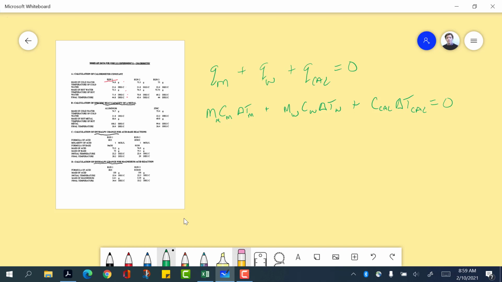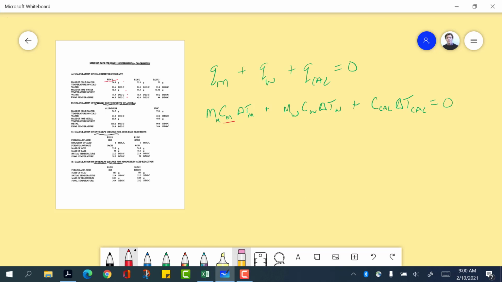And what we're solving for is the specific heat of the metal. We know the mass of the metal, we know the change in temperature, we know the mass of the water, we know the specific heat of the water, we know the change in temperature of the water, we know the heat capacity of the calorimeter, and we'll know the change in temperature of the calorimeter. So it's just a matter of solving for the specific heat.